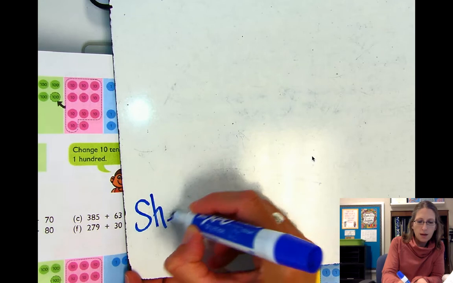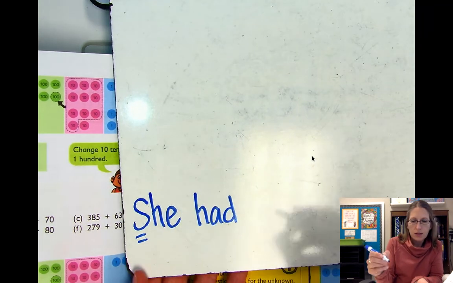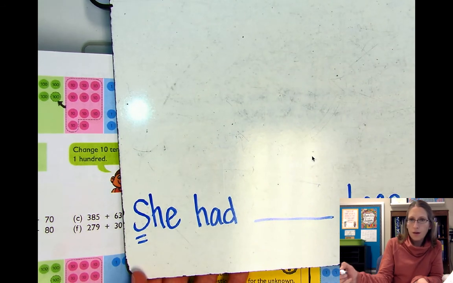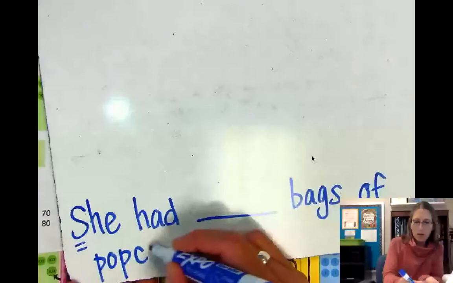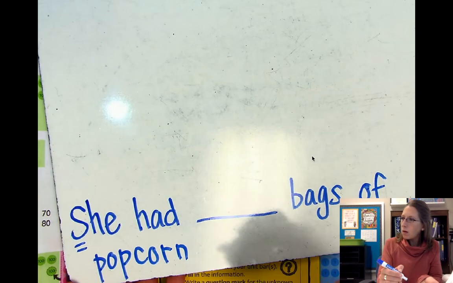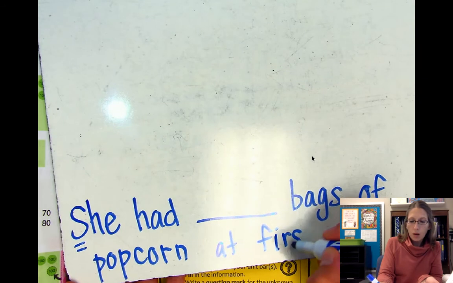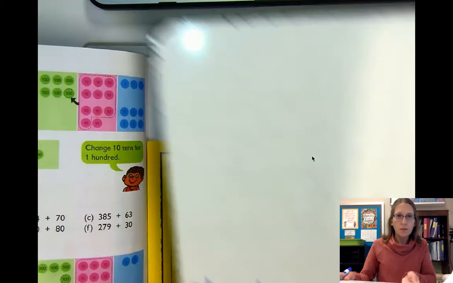She had, let me make sure I have a capital letter for my sentence. She had blank bags of popcorn at first. Okay. There's my answer sentence, capital letter and end mark.